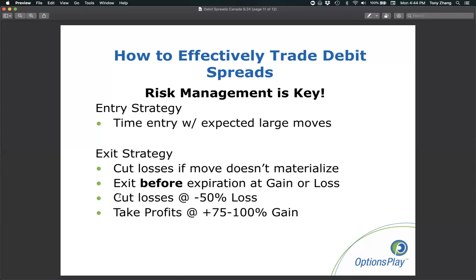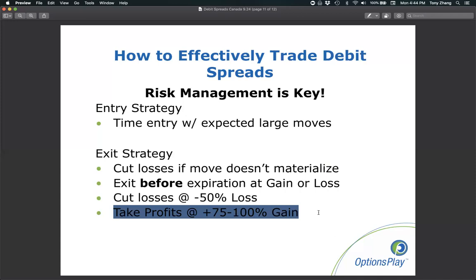So if you struggle with the emotions of your trade once you're in there, a lot of times people struggle with taking profits too early and waiting too long to cut their losses. The rules for debit spreads are pretty straightforward. You want to cut your losses when you've lost 50% of the premium that you've paid on the trade. And to take profits, you want to at least take partial profits when you've reached 75 to 100% gains on the trade that you've made.